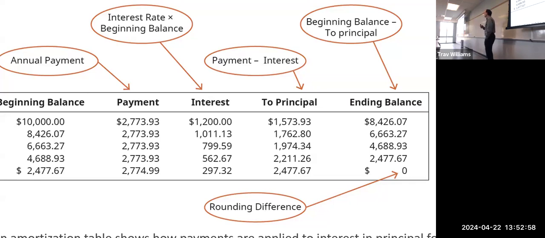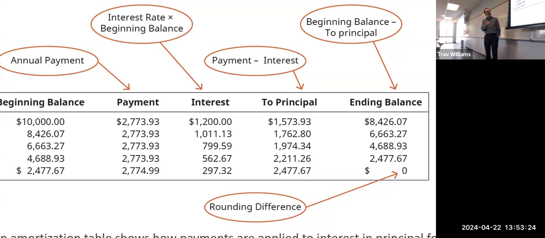Okay, everybody with me so far? Principal times the annual interest rate is your interest. Then we subtract that interest from the payment. The difference is the amount they paid down their loan. That's how much they reduced the principal. Okay?